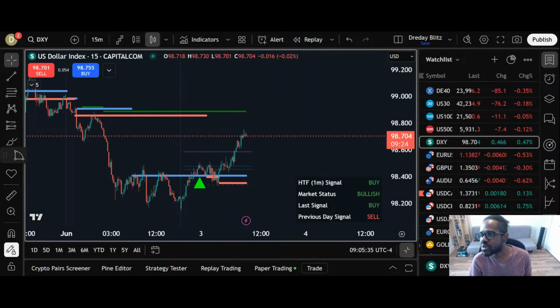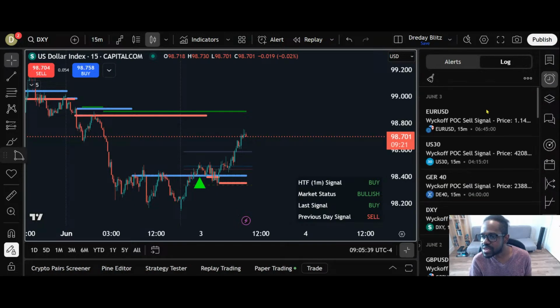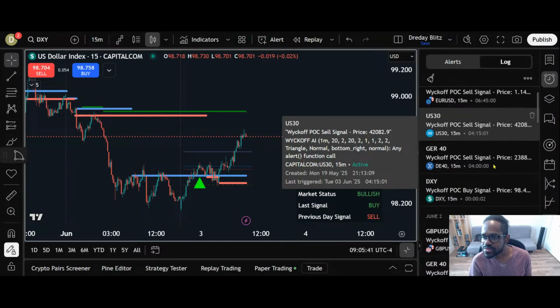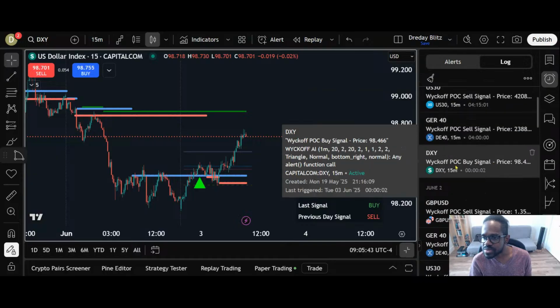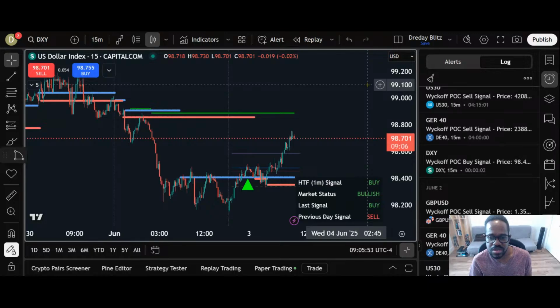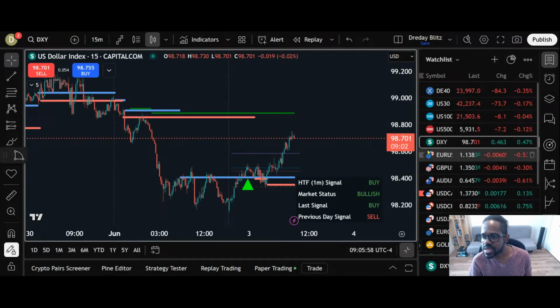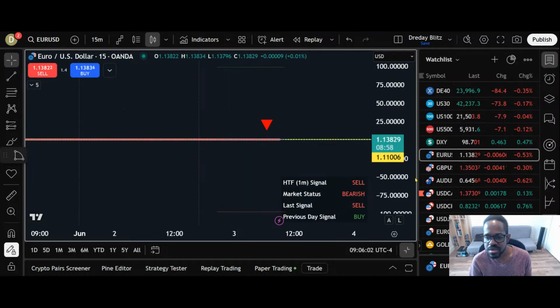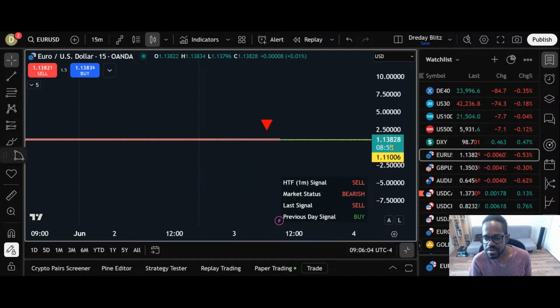I can go on my alerts so y'all can see exactly that we did receive an alert for a DXY buy. It's this one here. As you can see, at midnight we received a buy signal for DXY, and we have a continuation on the upside. So basically, we were looking for selling off Euro USD and GU. We're going to start with Euro USD.